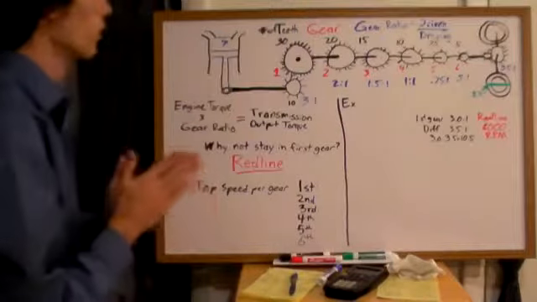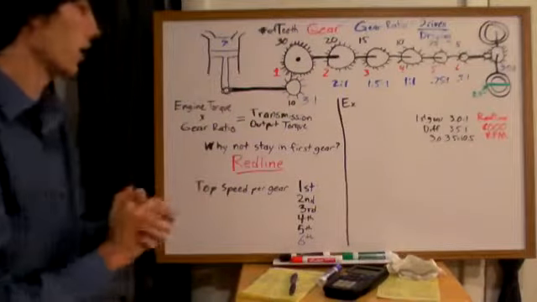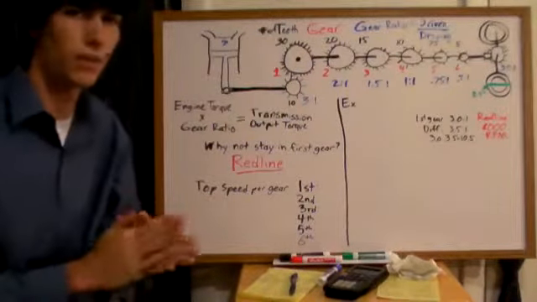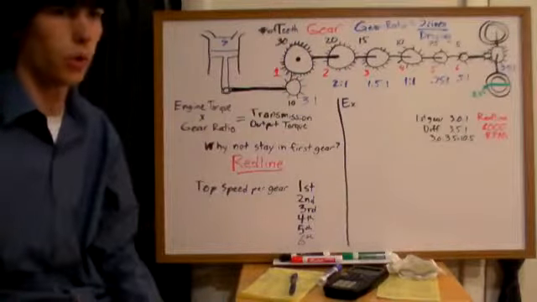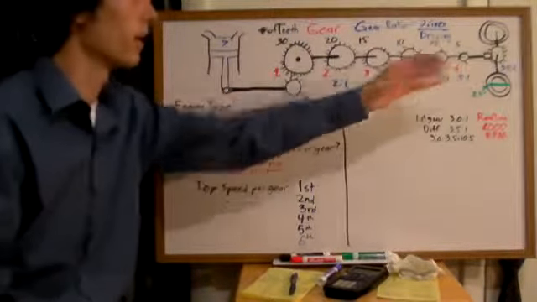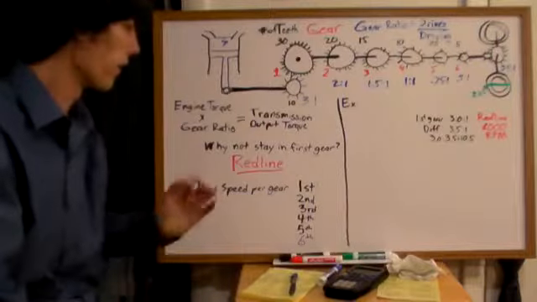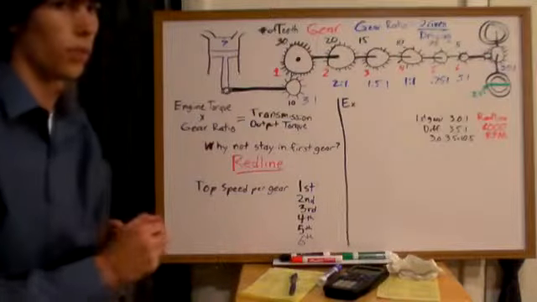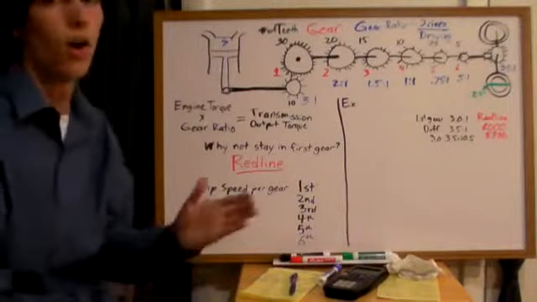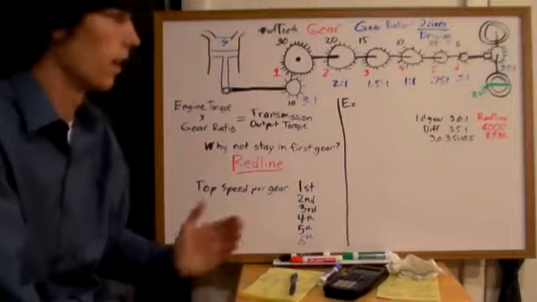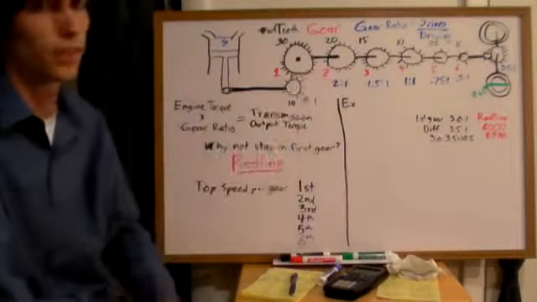Alright, so another question is, why can't we just stay in first gear if first gear has the most torque, which it does, that it's putting out on the tires? Well, that's another good question, and the reason is because of a red line. All cars have a red line. For our model, I'm going to say 6,000.